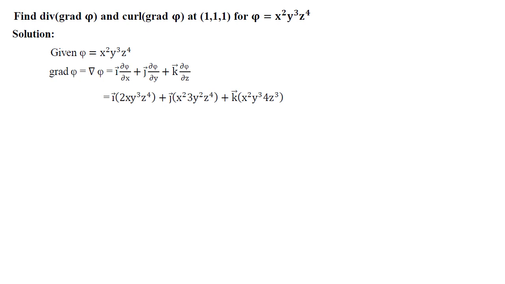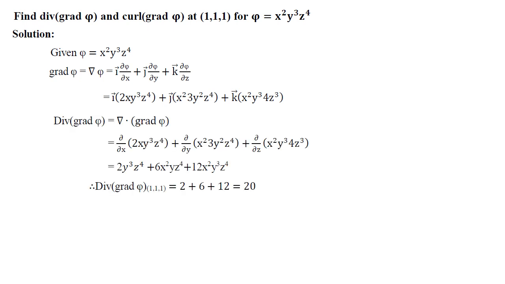Now we are going to differentiate x² y³ z⁴ with respect to x, with respect to y and with respect to z. So by differentiating, we will be getting del phi's value as i vector 2x y³ z⁴ + j vector 3x² y² z⁴ + k vector 4x² y³ z³. Thus divergence of gradient of phi is equal to the dot product of del and gradient of phi, which is equal to ∂/∂x of 2x y³ z⁴ + ∂/∂y of 3x² y² z⁴ + ∂/∂z of 4x² y³ z³.